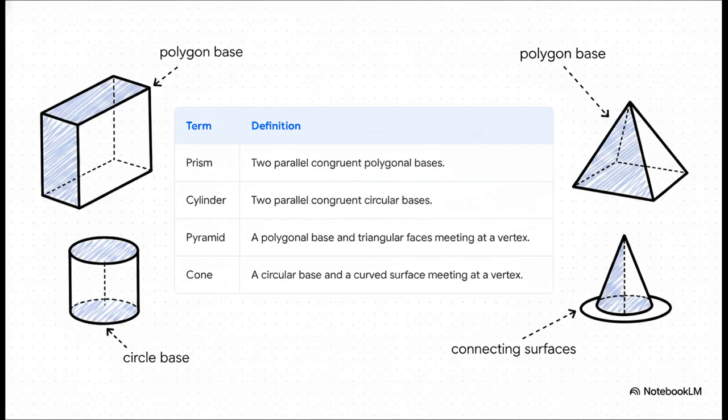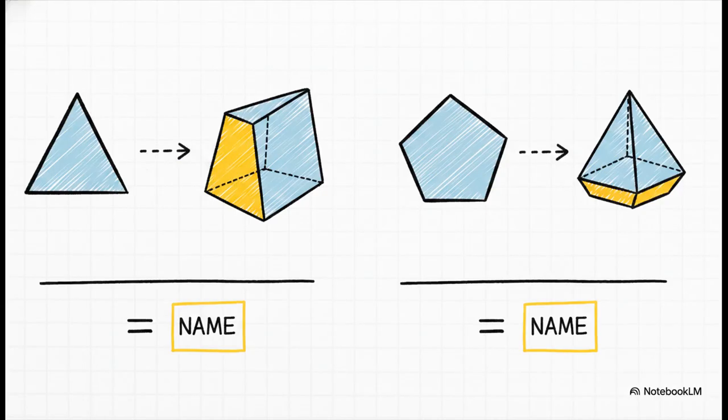Okay, so most of the common solids you're going to run into belong to one of these 4 families. The real difference between them boils down to just 2 things. What shape is their base? Is it a polygon or a circle? And do the sides go up to a single point, or do they go up to a matching base on top? The good news is, naming these shapes is actually super straightforward.